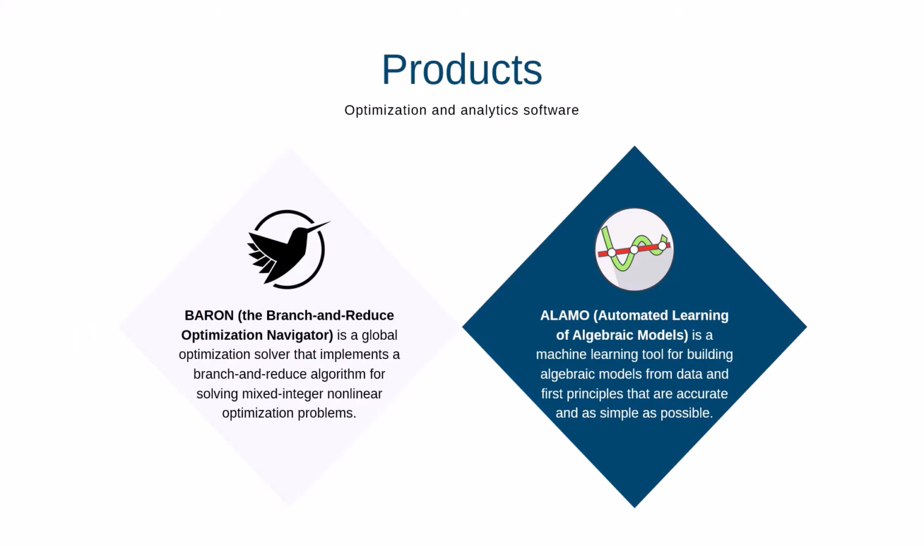The two products offered by the optimization firm are BARON and Alamo. BARON stands for Branch And Reduce Optimization Navigator. BARON was the first optimization solver launched to solve mixed integer, nonlinear, non-convex optimization problems and provided deterministic guarantees of global optimality. Even after many competitors have entered the market, BARON remains the fastest and the most robust global solver. More information about BARON can be found from the company website.